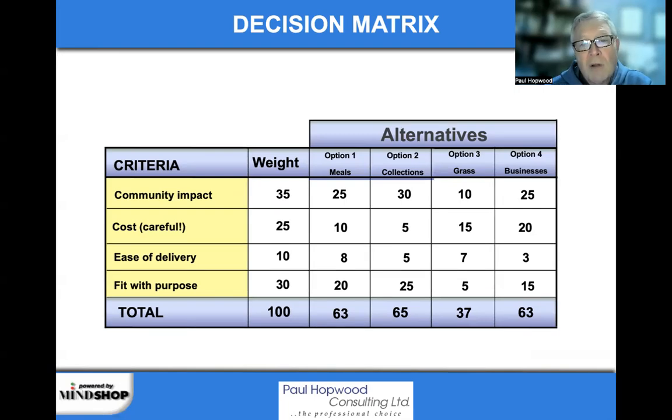So I said, well, let's say we could choose between providing meals, we could do rubbish collections, we can cut the grass, we can invest in helping our local businesses. Let's say there are 4 options as to how we spend our money.